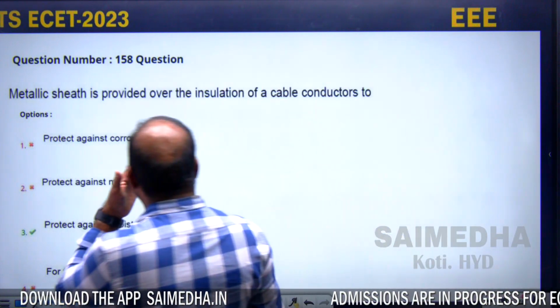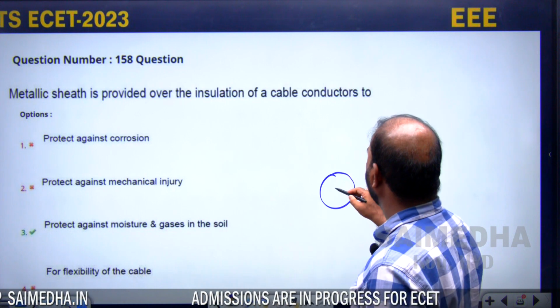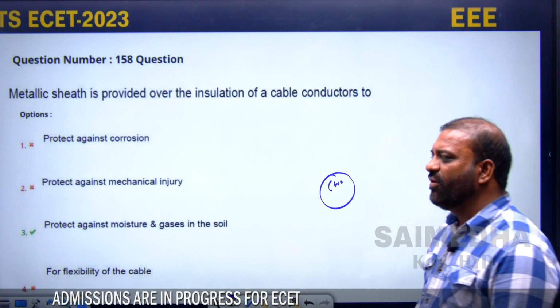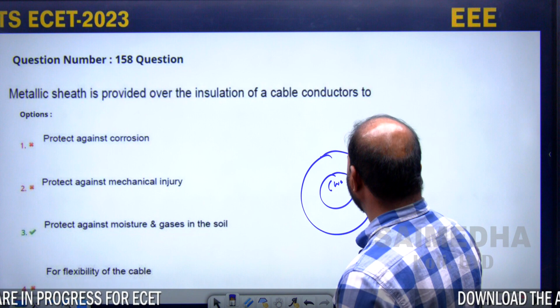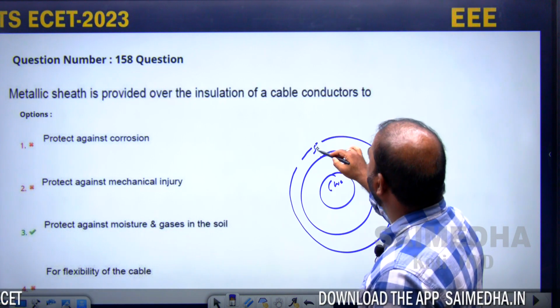A metallic sheath is provided over the insulation of a cable. This is the core part. In the case of a cable, we may find several layers for various purposes. Around the core we have simply insulation, and again over the insulation we have a layer as sheath.